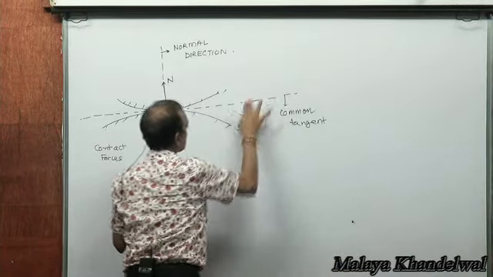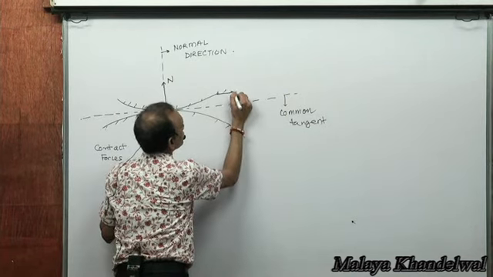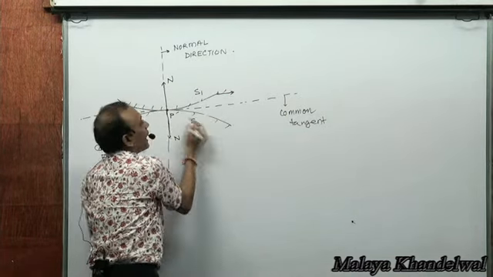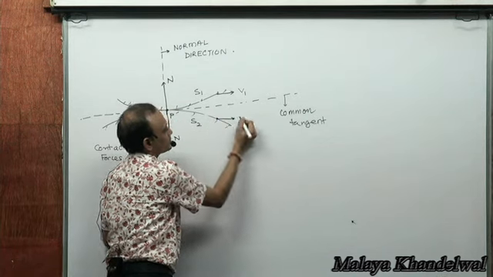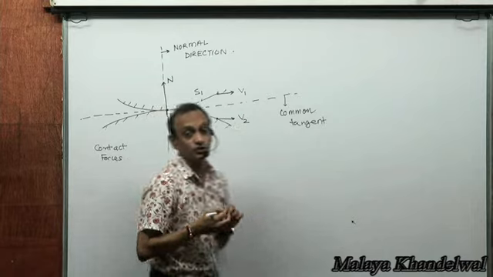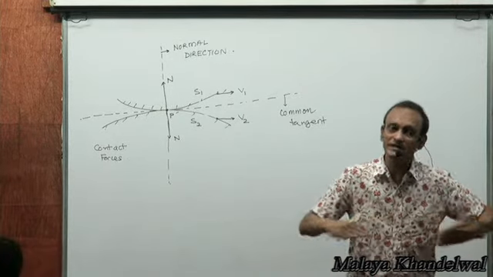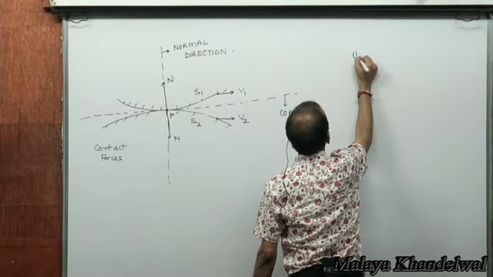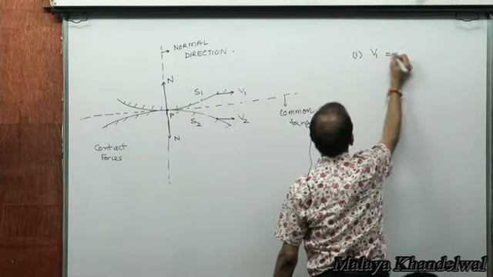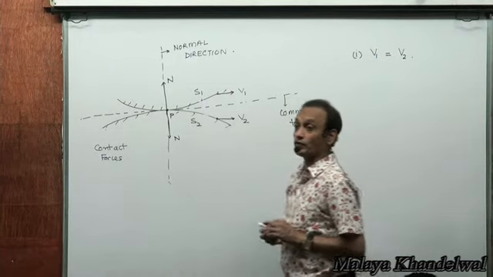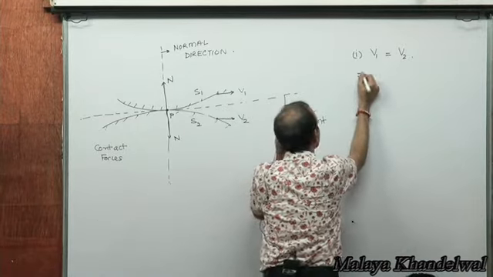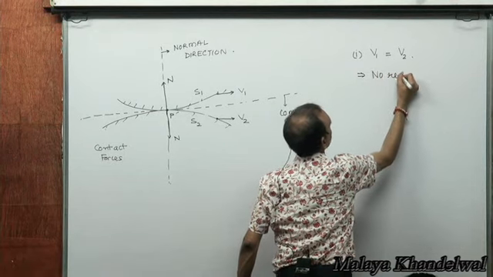So suppose this is S1, this is S2. Along the parallel direction, S1 has a velocity V1, and S2 has a velocity V2, along the parallel direction or the common tangent direction, right? Now, various possibilities. One, V1 is equal to V2. That means no relative motion along the parallel direction. This is a case where there is no relative motion along the parallel direction.